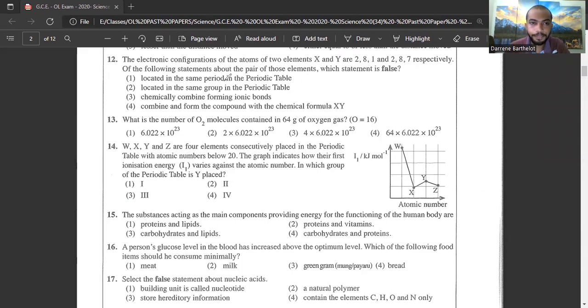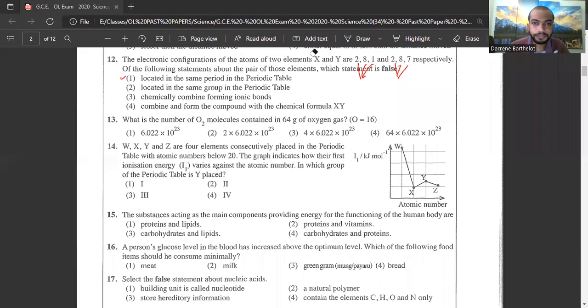Question number 12. The electronic configurations of atoms of two elements X and Y are 2,8,1 and 2,8,7 respectively. Of the following statements about the pair of those elements, which statement is false? So they say that they are located in the same period. It's correct, right? Why? These two elements X and Y have 3 digits. If they are having 3 digits, that means both X and Y belong to the third period. Okay, so the first one is correct.